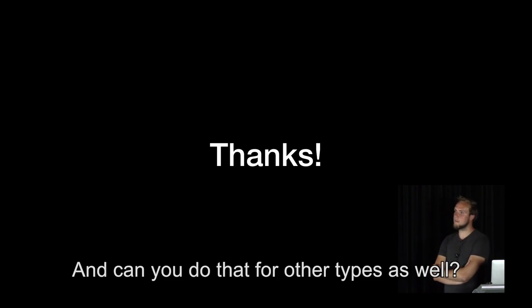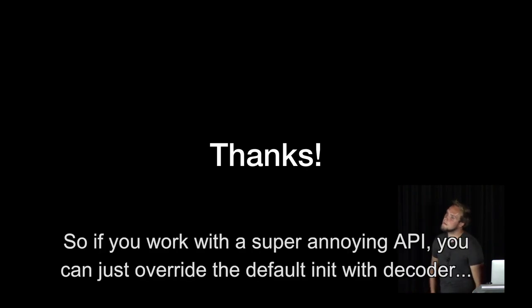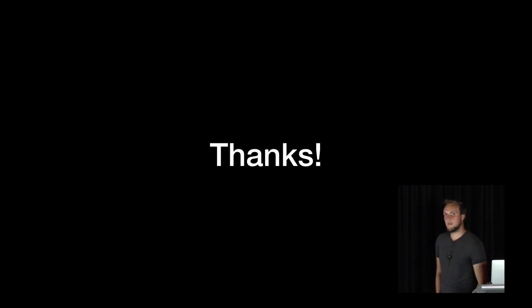Okay. And can you do that for other types as well? Yes. If you have some crazy thing where you have a nested JSON file that you want to flatten, for instance, you can also override the initializer for the Decodable and do everything in there. So if you work with a super annoying API, you could just override the decoder. Yeah, so you can really bend the API to your will, which is quite nice.